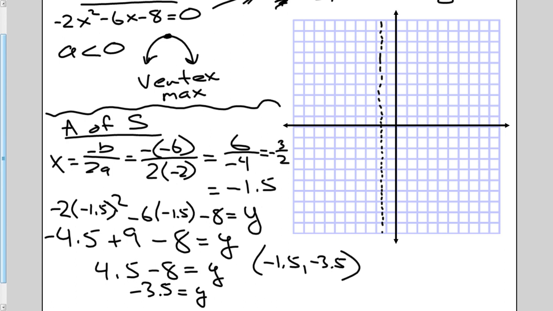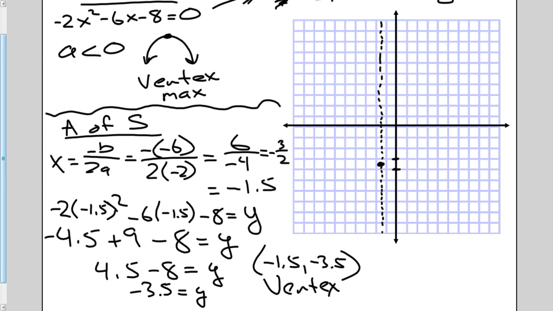And so negative 1.5 and negative 3.5, if I go over to negative 1.5 and I go down 3.5, which is halfway between negative 3 and negative 4, it's right here. But using this vertex, which I just found, in combination with the fact that I know the vertex is a maximum because my leading coefficient is negative, I know that my graph is going to open downwards. And since I'm trying to solve this using graphing, this tells me something. But I'm going to put one more point on there.